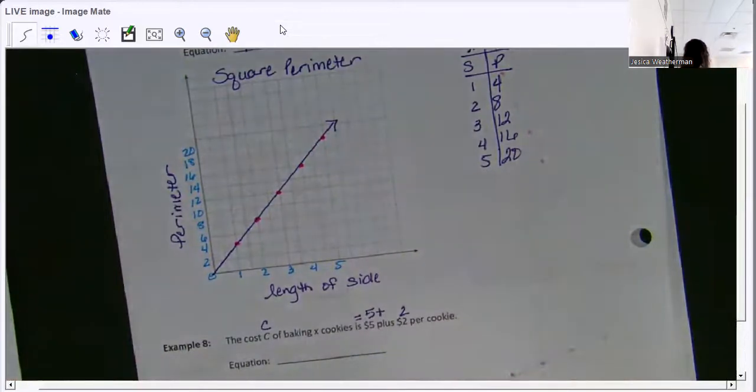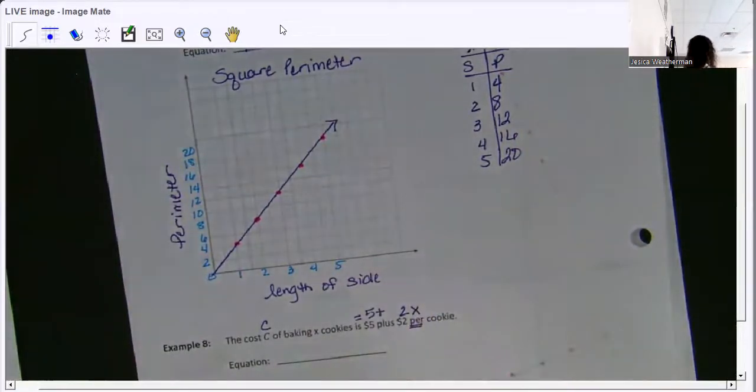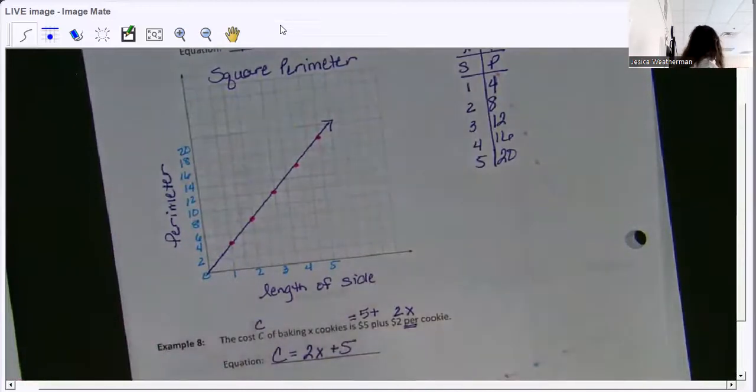Where is our variable X going to go? With the 2, because per is our clue word. Each cookie is $2, and we don't know how many cookies we're going to bake. So let's write out this equation, and I'm going to write it as 2x plus 5 because that is the correct way to write slope intercept.